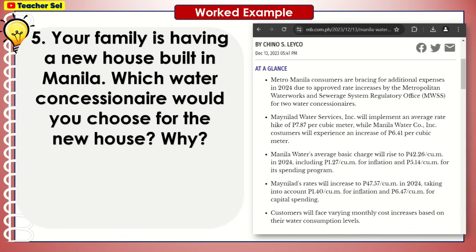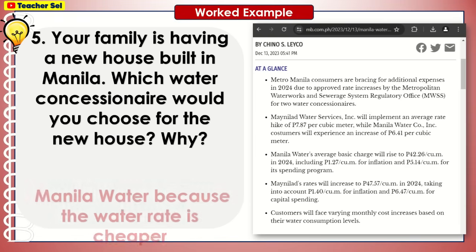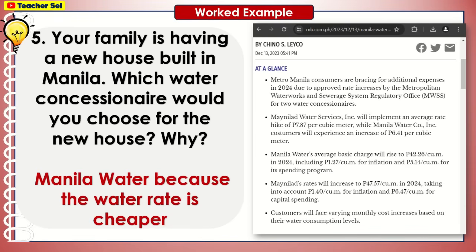Your family is having a new house built in Manila. Which water concessionaire would you choose for the new house? Why? Manila Water because the water rate is cheaper.